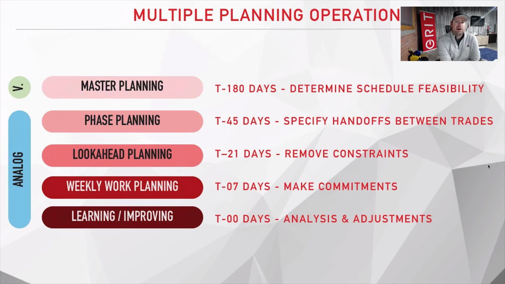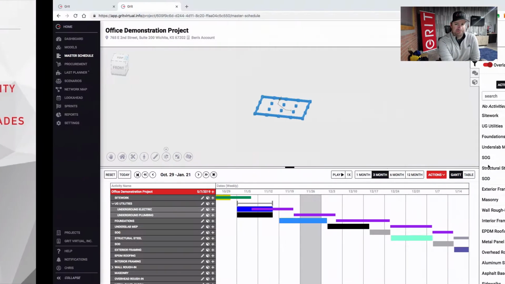And you can see we have a concept of T minus. So effectively, as an activity comes within a 6-week look ahead, or T minus 45 days, we're going to look to break that activity down into work packages or tasks based upon last planner input.